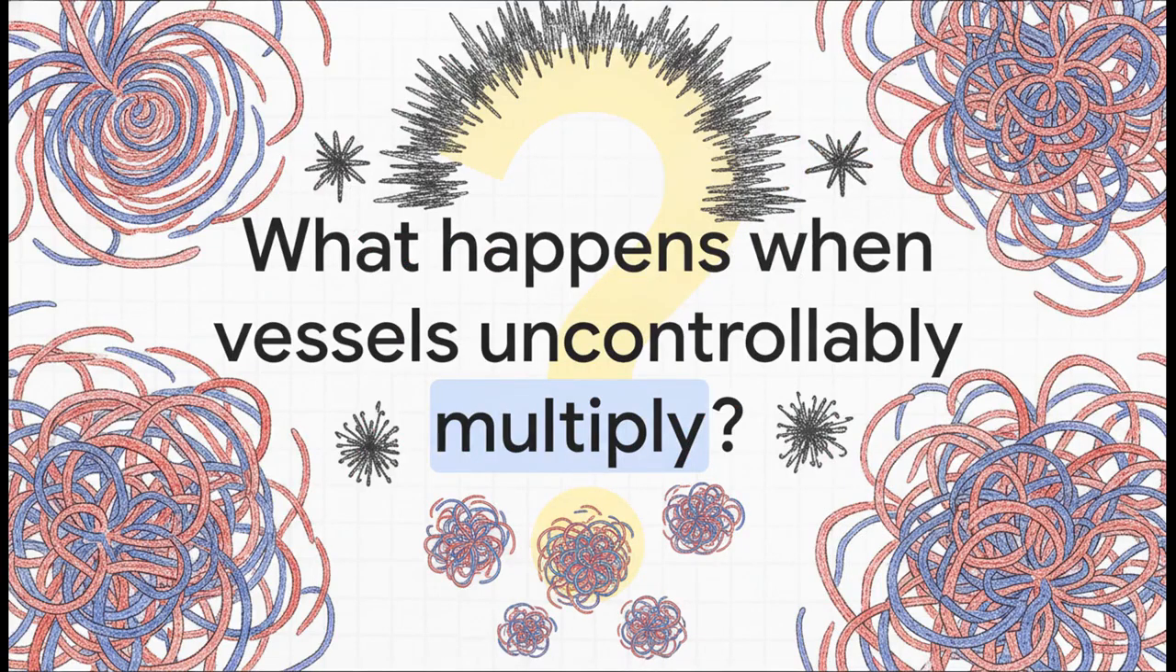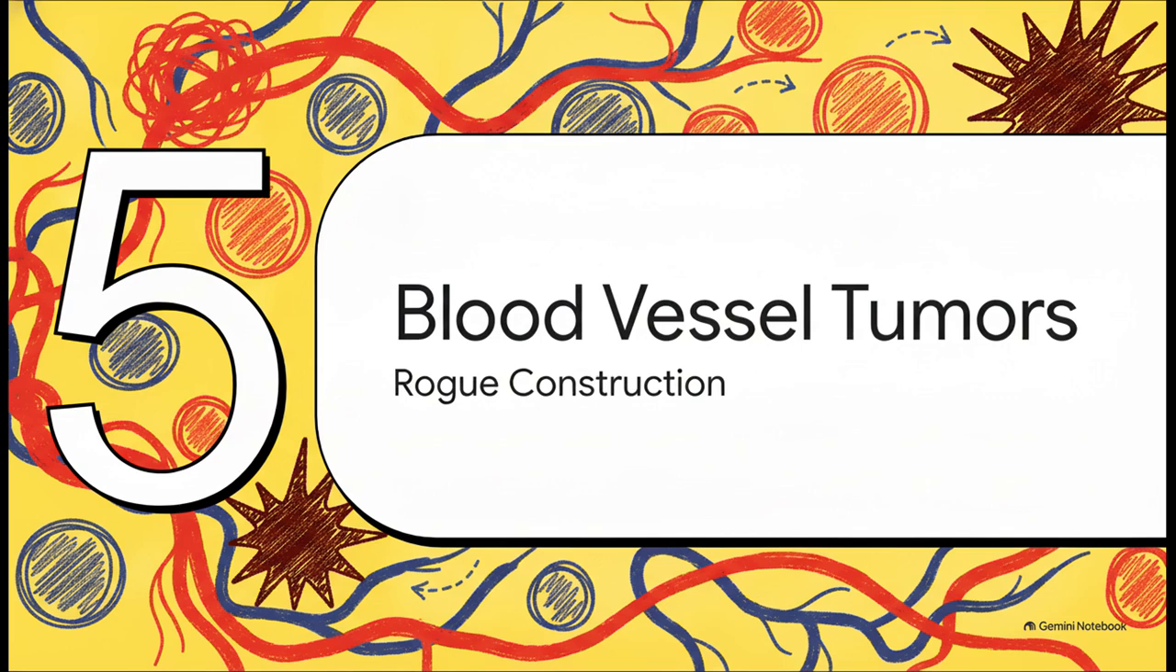So that completely covers the vascular inflammation side of things. But looking at all these blockages naturally leads us to ask a rather dark question. What happens when the vessels don't just inflame and get blocked, but instead begin to uncontrollably multiply and build their own chaotic structures? Which perfectly tees up Section 5, tumors of the blood vessels.